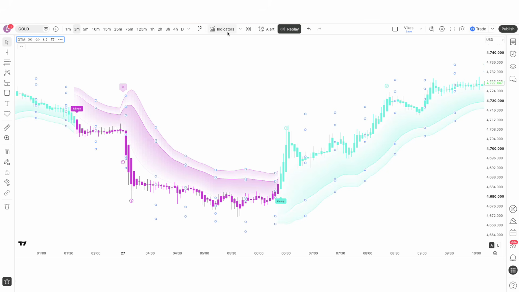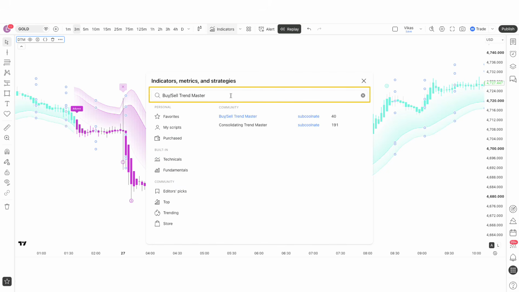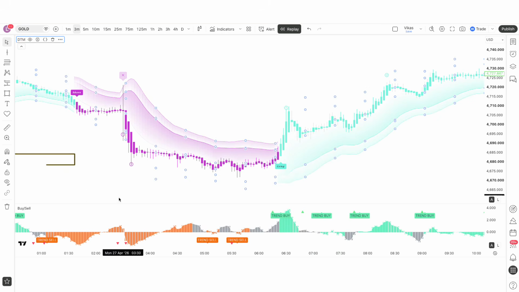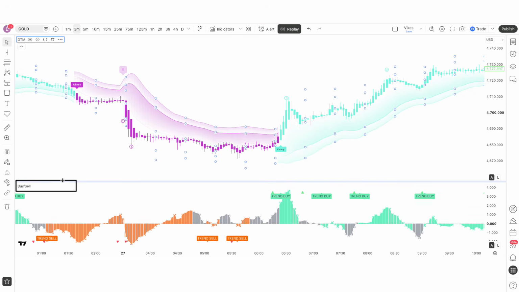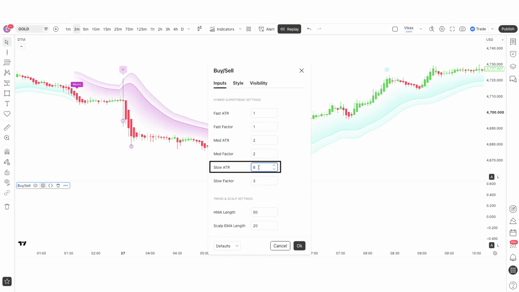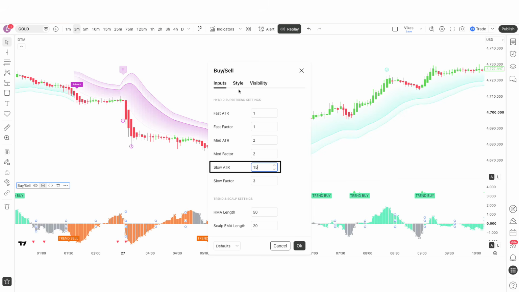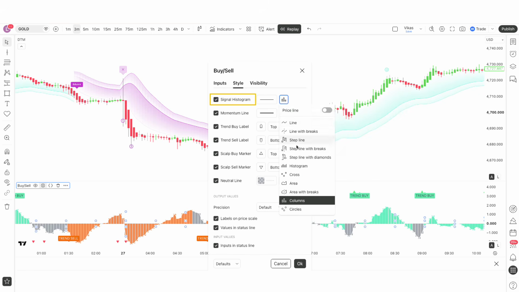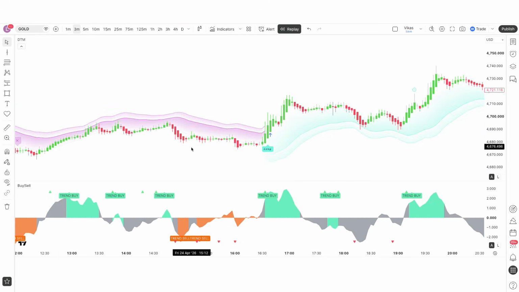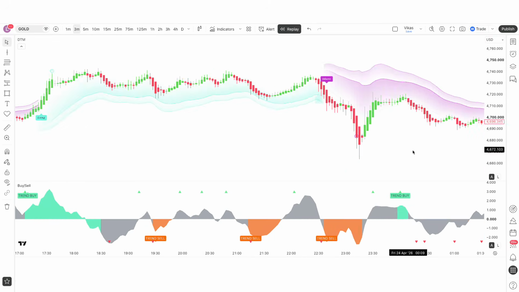Let's go to the Indicator Search tab, search Buy Sell Trend Master, and select this one called Buy Sell Trend Master, created by Subcoolnate. Now let's access the settings of this indicator so we can modify it to suit our strategy. We change slow ATR from 3 to 15, and after that change V signal histogram to columns. We have to keep these options hidden. And here everything is fine after that. Click OK. Now our setup is ready. Let's see how we use these trading setups.